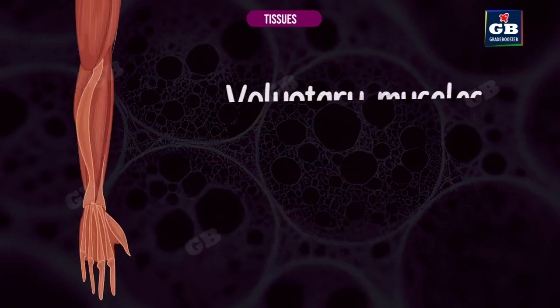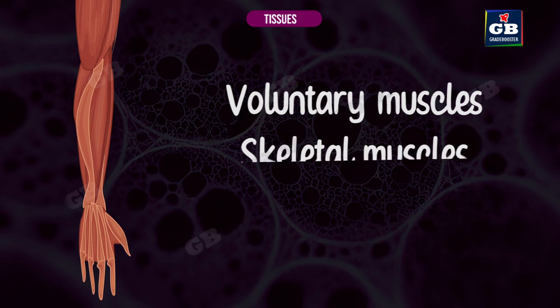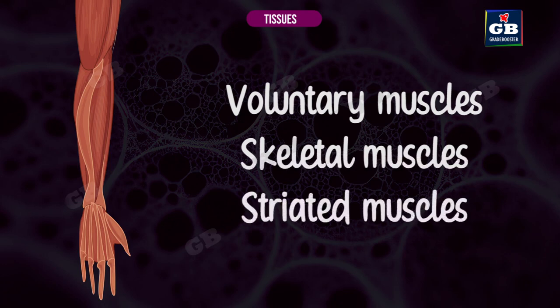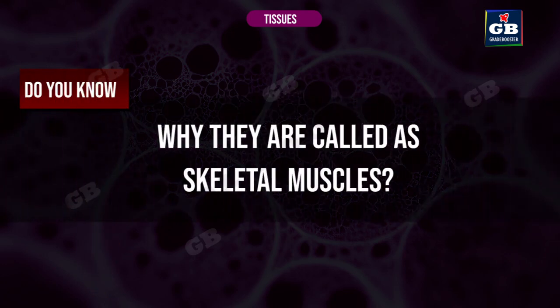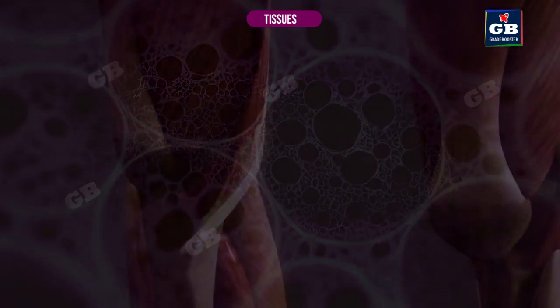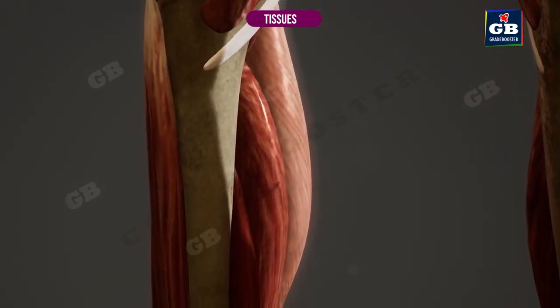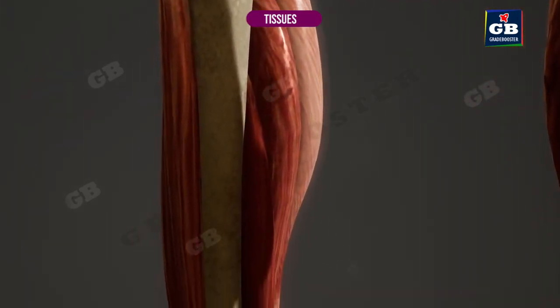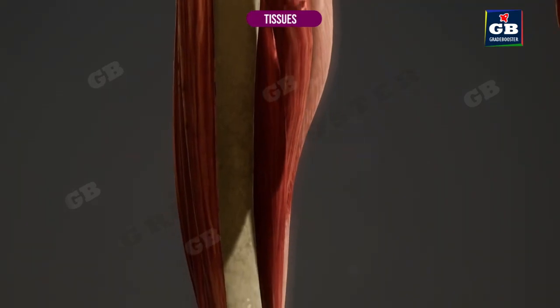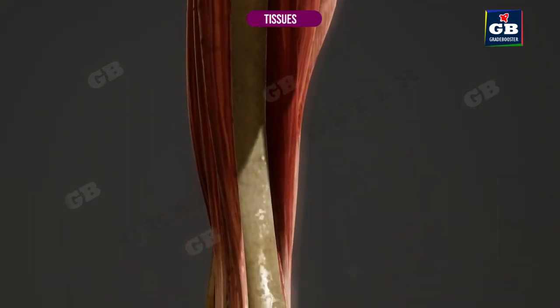Voluntary muscles are also called skeletal muscles or striated muscles. First, let us know why they are called skeletal muscles. Because most of the voluntary muscles are attached to the skeletal system and help in body movement. Hence, they are called skeletal muscles.